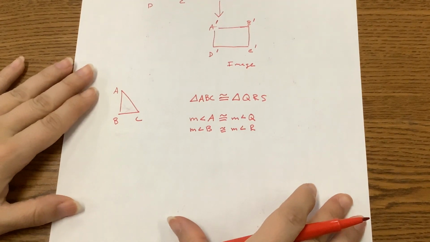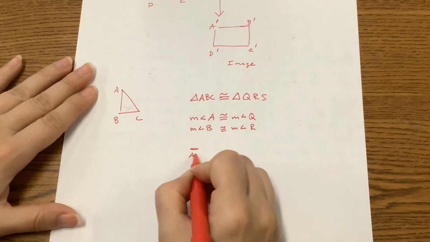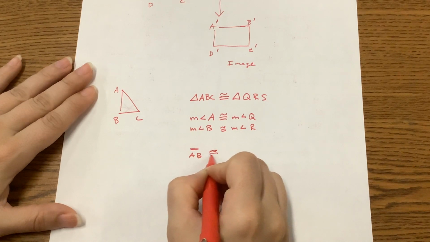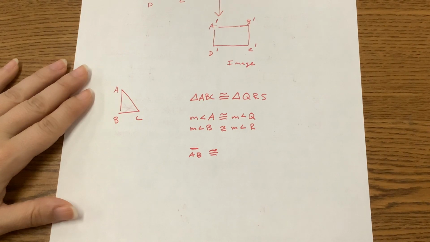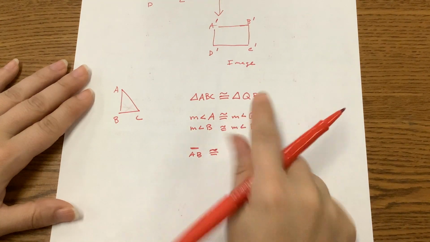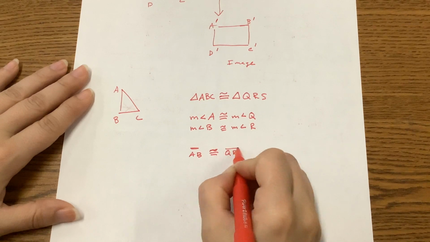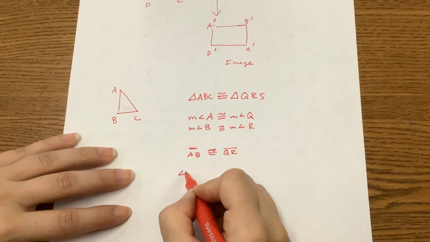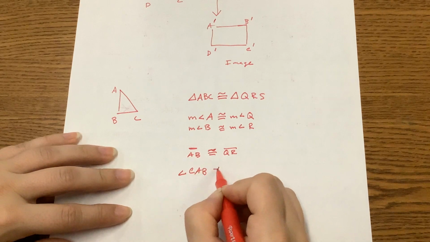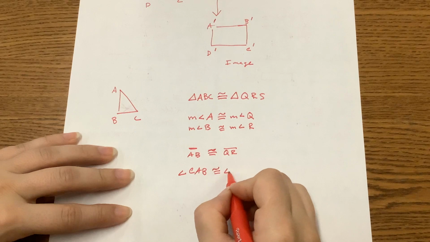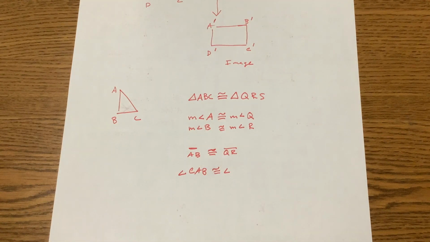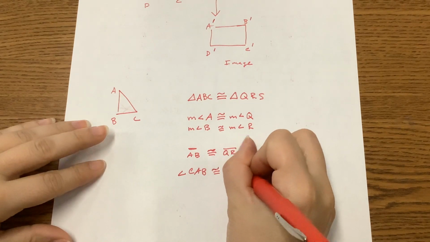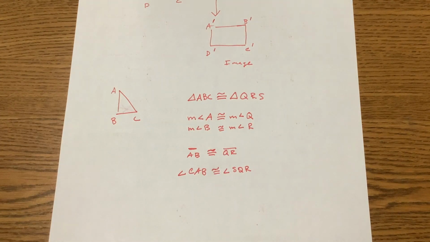The same thing is true if I talk about side lengths. So if I say side length AB, what is congruent to side length AB? QR, because it's the first and second letter, right? Same thing if I say the angle CAB is congruent to angle what? SQR, because we just mimic the same order, right? Okay, and so those are some of the pieces of information that you needed to be introduced to.